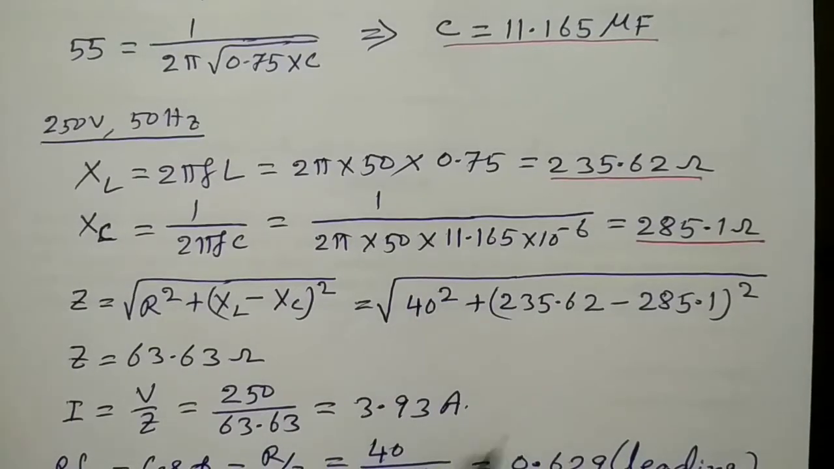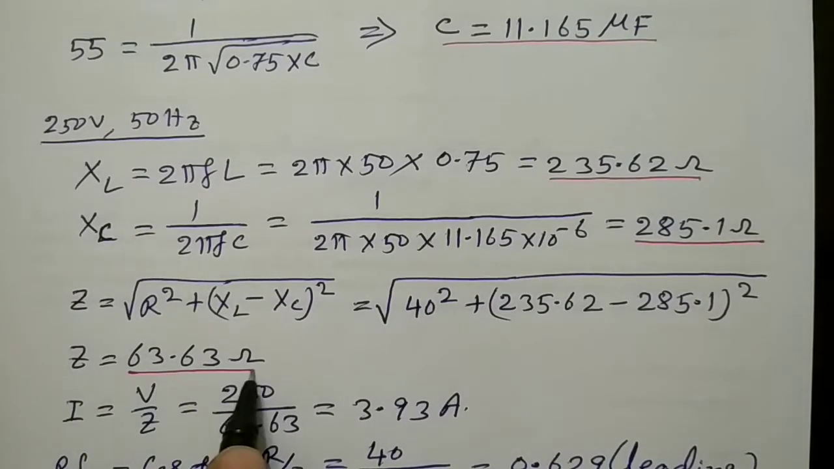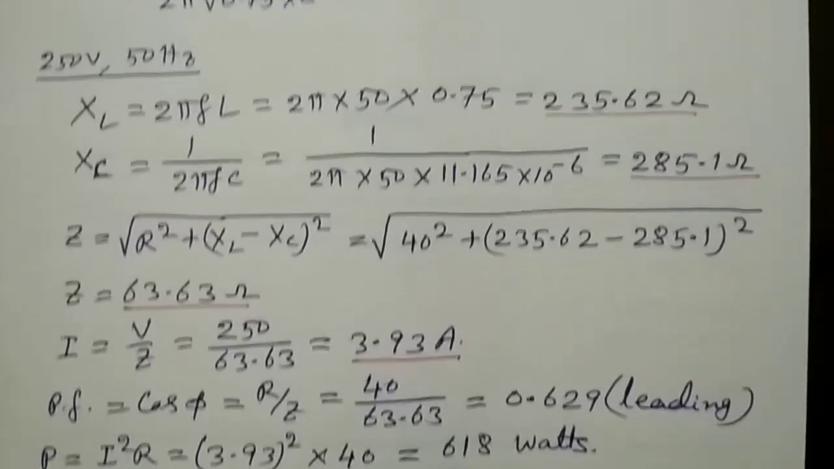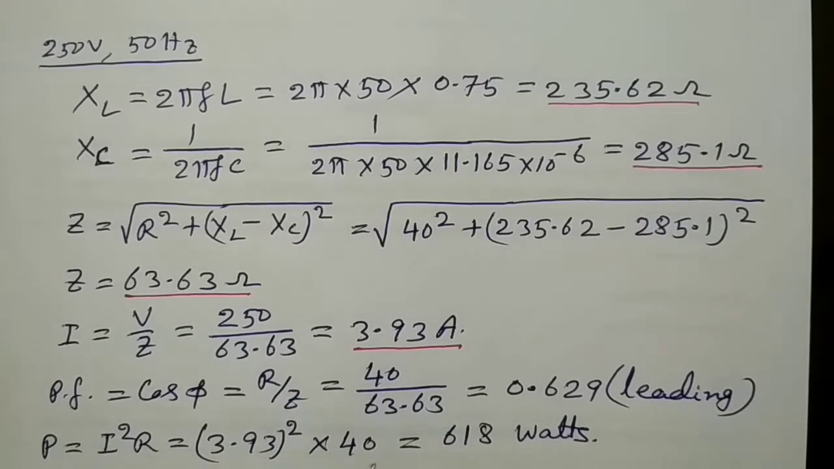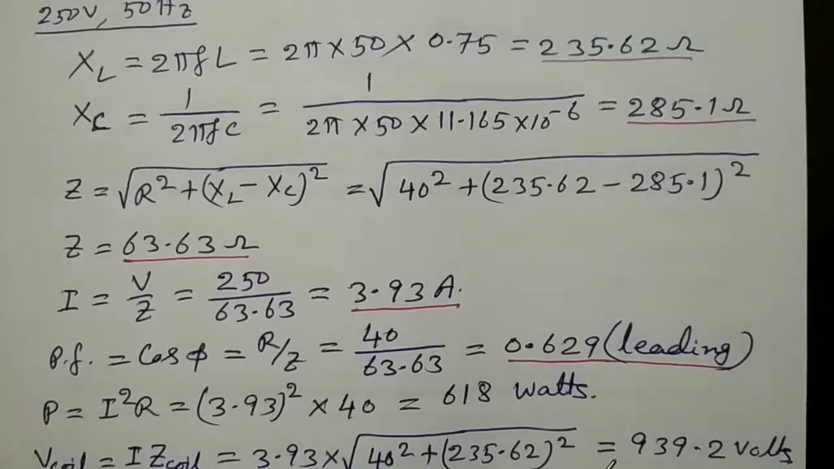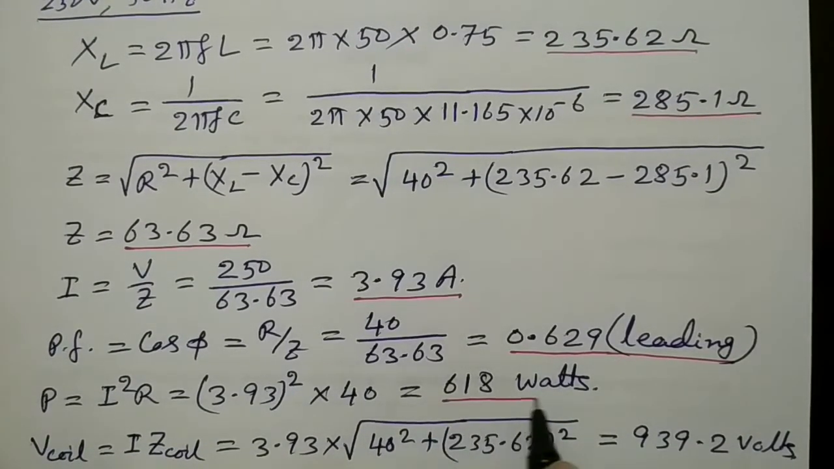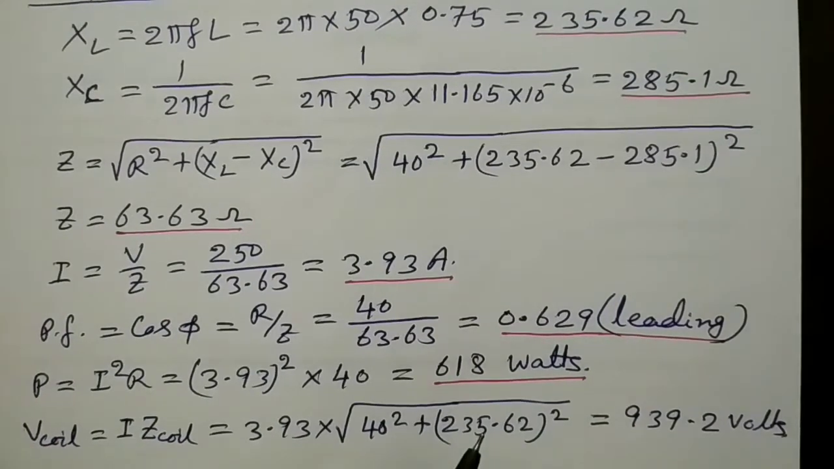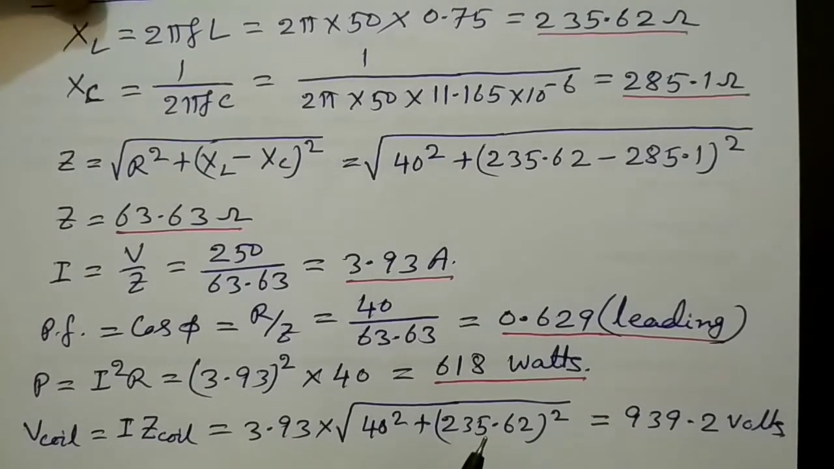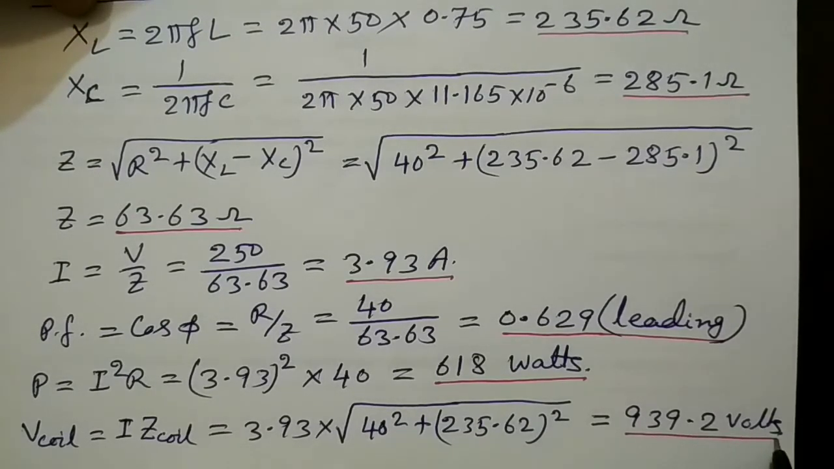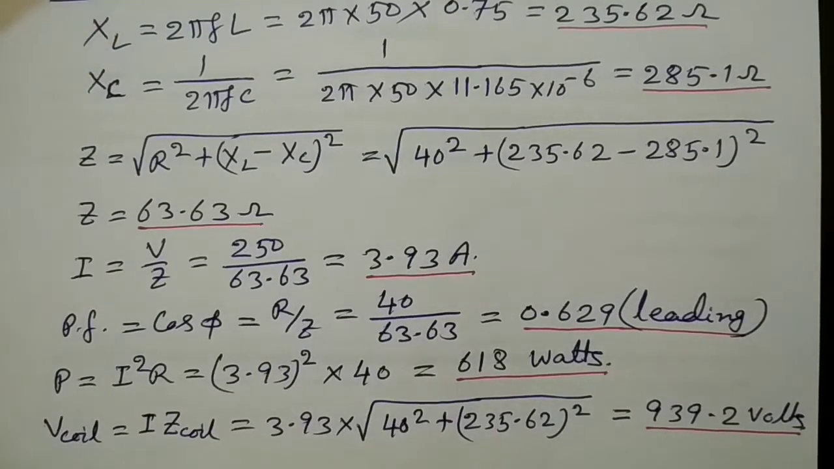Next we have calculated the total impedance of the circuit, and from there we can find the value of the current. Next, the power factor of the circuit, that is the ratio of resistance to impedance, is 0.629 leading. The power consumed by the circuit is I square R, so it is 618 watts. And finally, the voltage drop across the coil, that is across the resistive inductive part, will be 939.2 volts. So this is a complete solution.